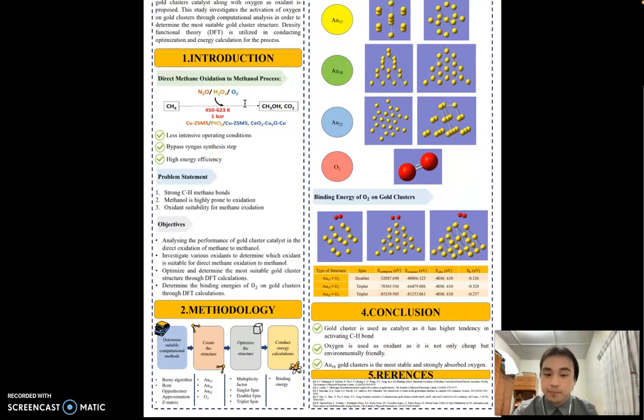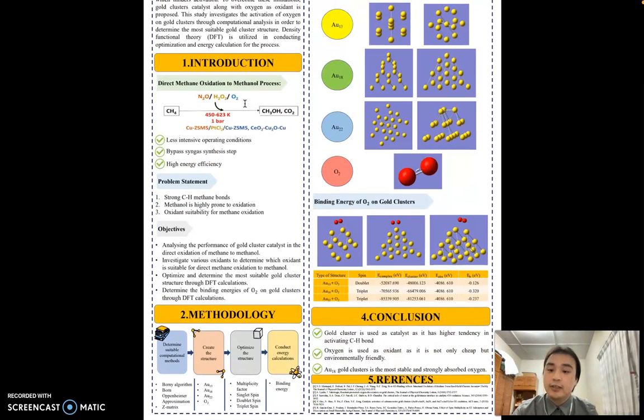So in conclusion, the objective of this project was achieved whereby all gold clusters were successfully optimized and gold 18 was found to be the most stable with the lowest amount of binding energy, which strongly adsorbed to oxygen molecule. These are my references.